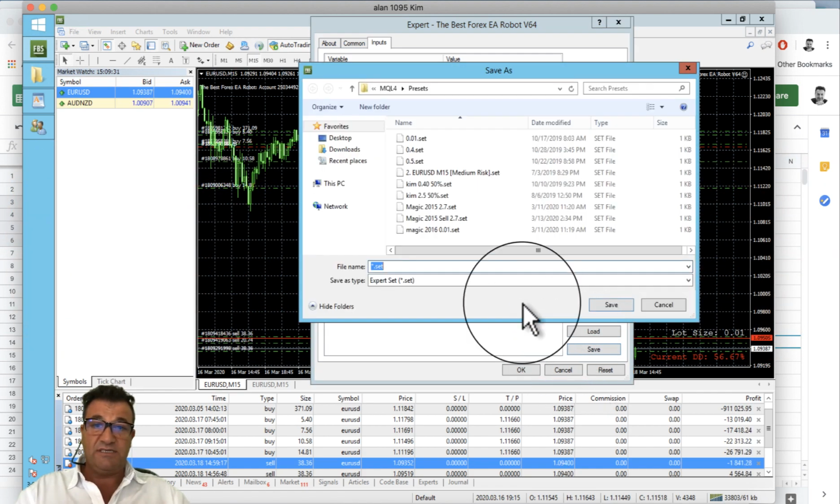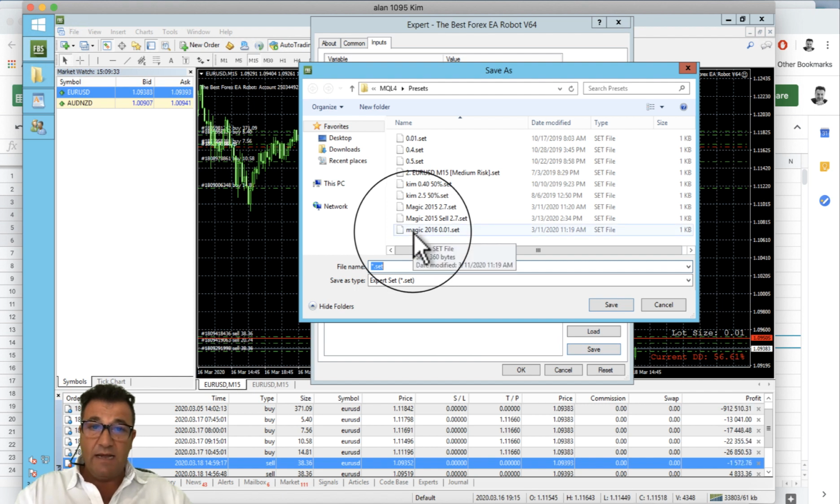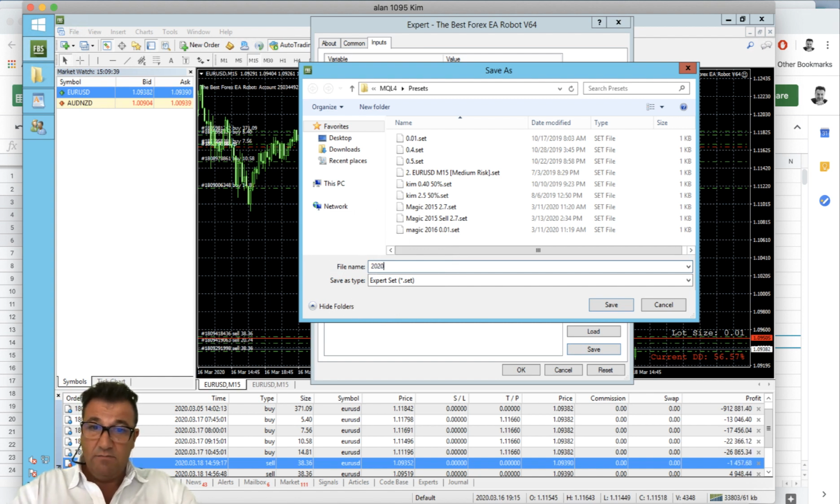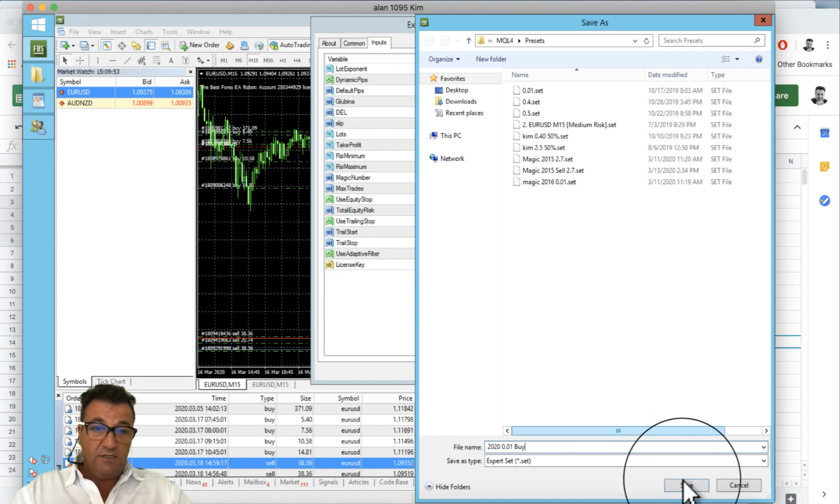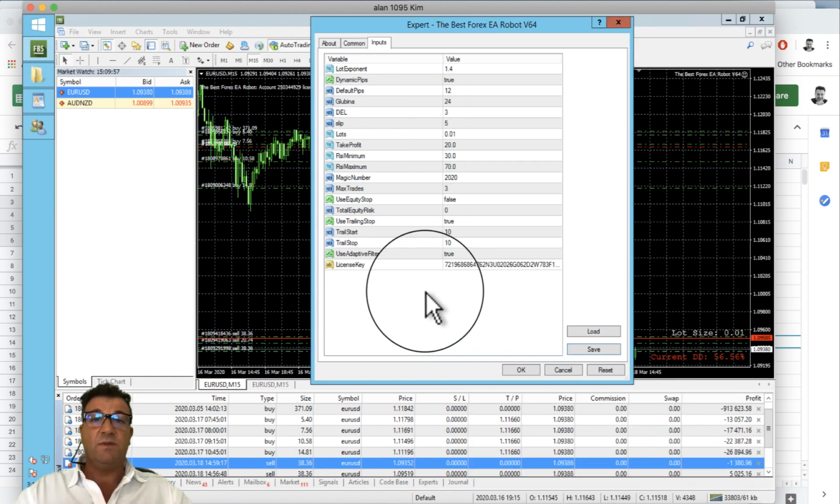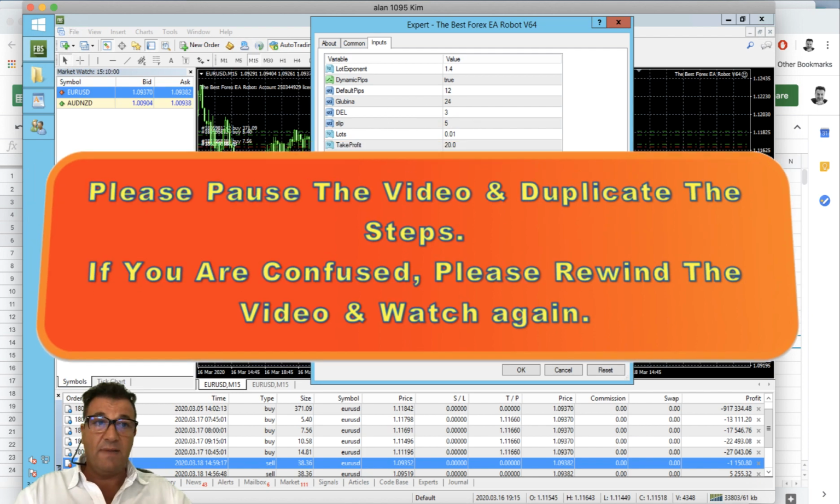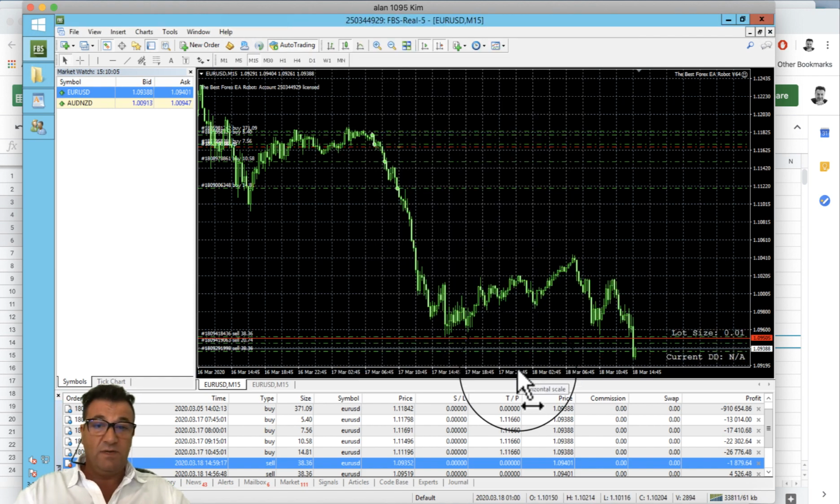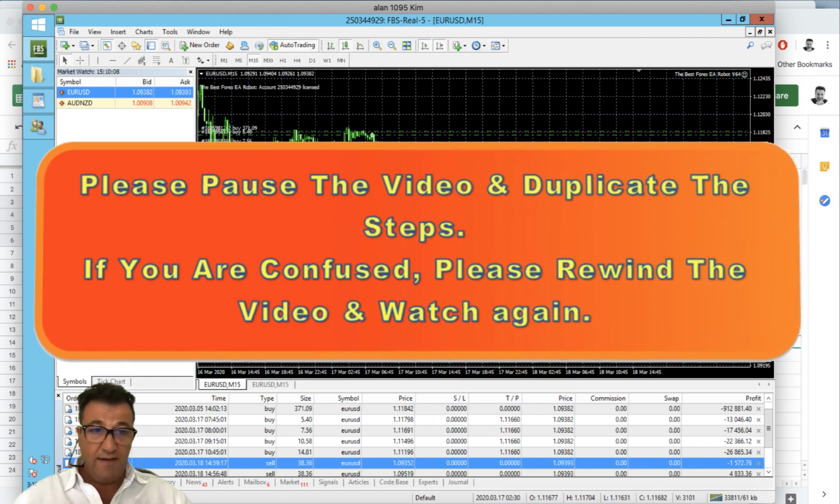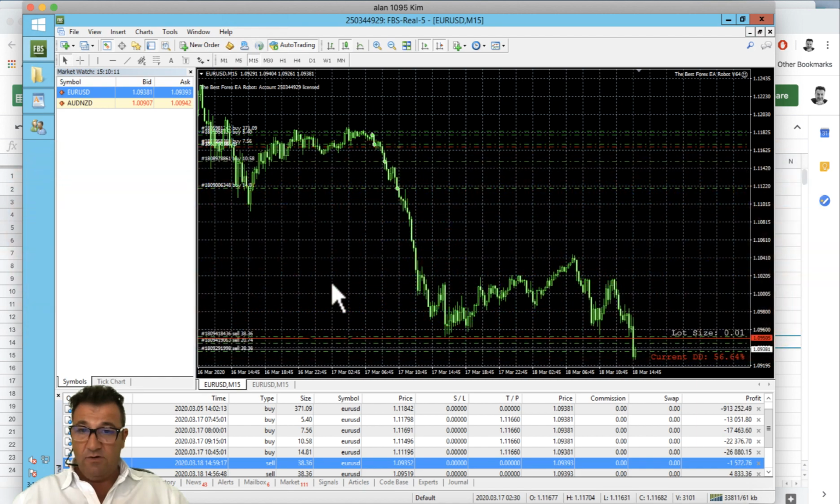The next step is to save your preset. I've saved mine at 0.01, and this is the buy EA. I'm just going to click on save, and you can do the same. Please pause the video and do those steps now. Once done, come back and resume the video. Then you can click on OK. Please pause the video and make sure that all those steps are done.